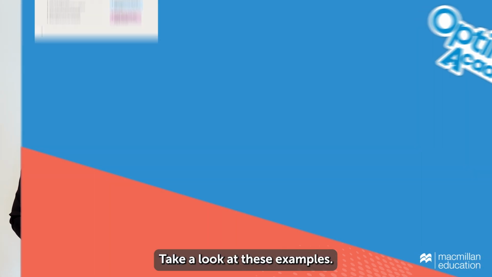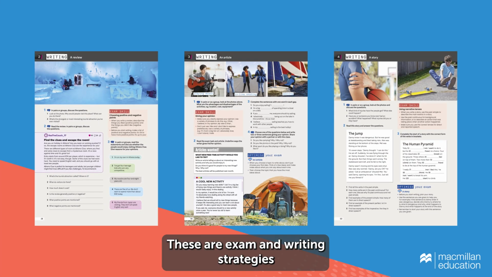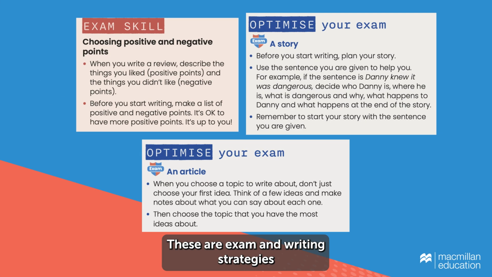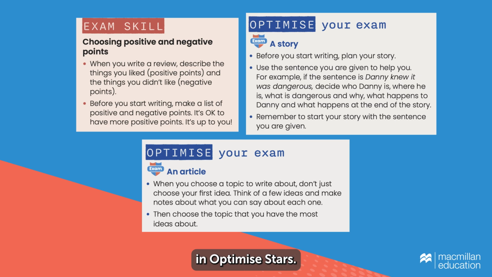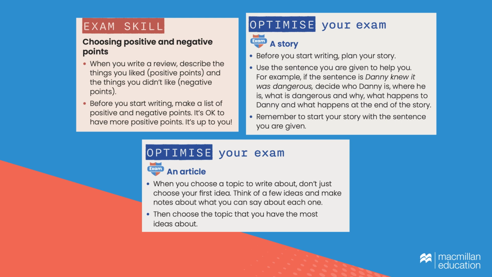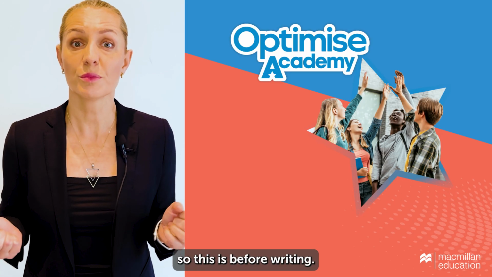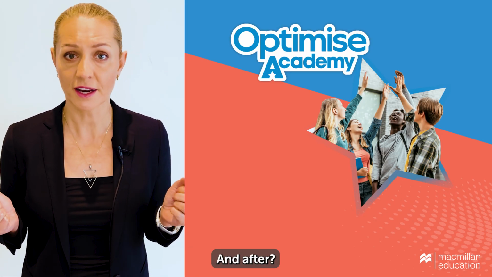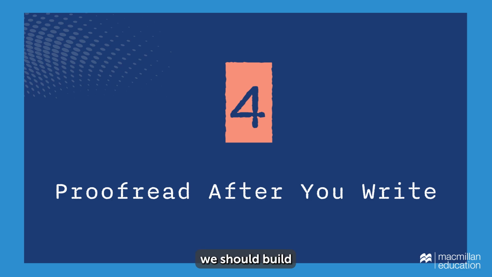Take a look at these examples. These are exam and writing strategies from 3 consecutive units in Optimise Stars. Students are reminded to make a list, plan their text, and think about the topic. One of these guidelines tells the students to first come up with several topics and then choose the one which they have the most ideas about. Okay, so this is before writing. And after?